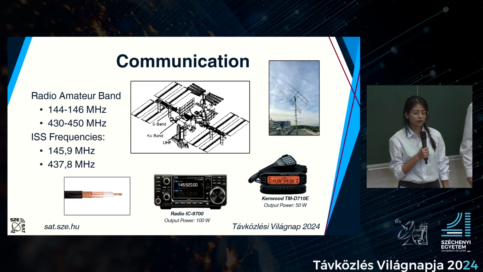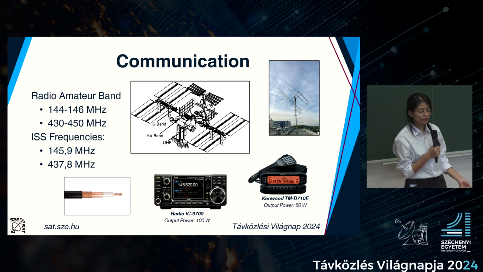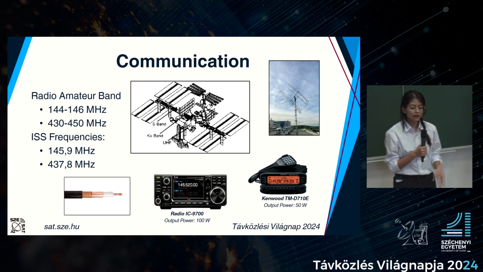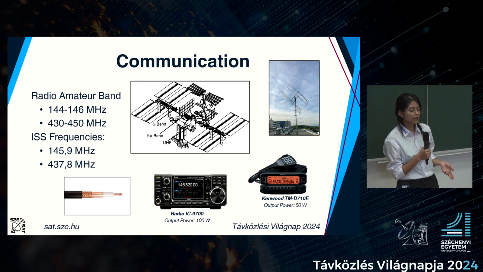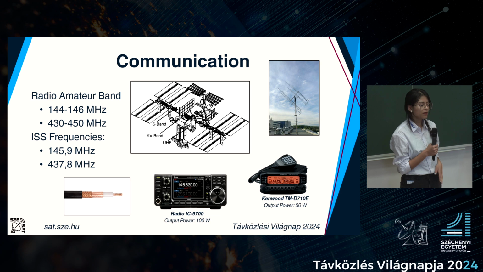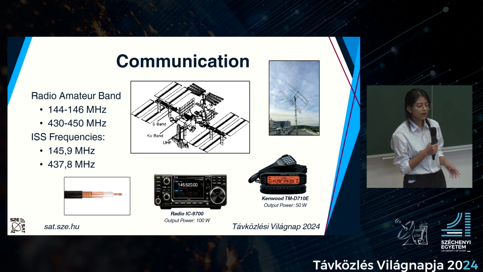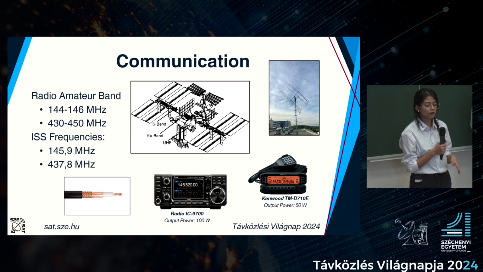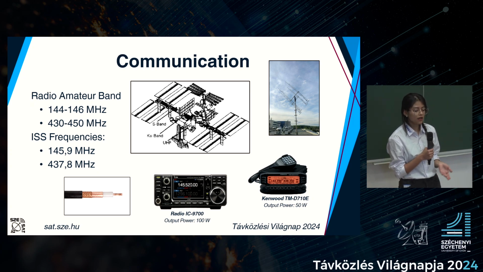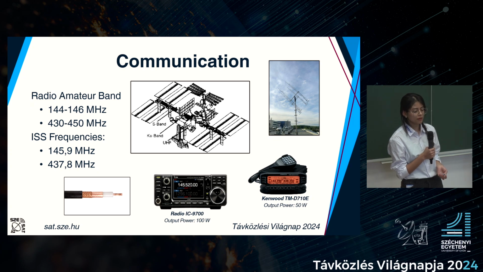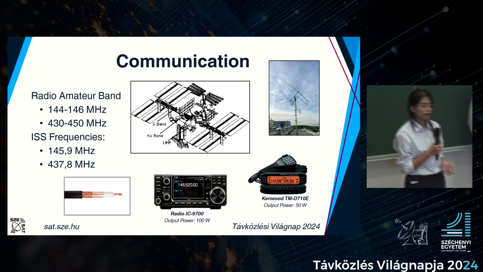In the communication system, first we have our transceiver equipment, the radio IC-9700 with an output power of 100 watts in FM. Then we have two giant antennas. The first giant antenna uses the radio amateur band 144 to 146 MHz for uplink, with a wavelength of 2 meters, and the second giant antenna uses the radio amateur band of 430 to 450 MHz, with a wavelength of 0.70 meters. Also, we use coaxial cable.